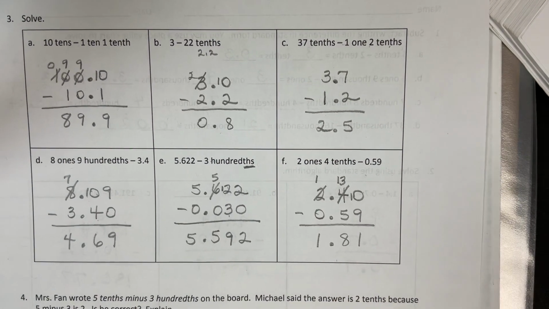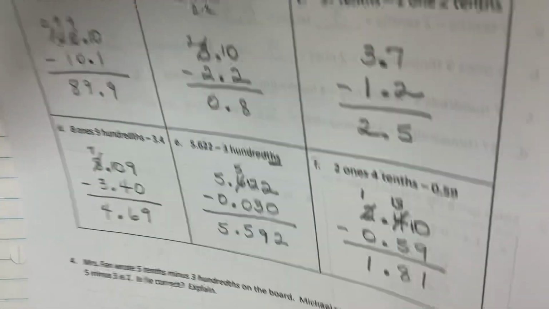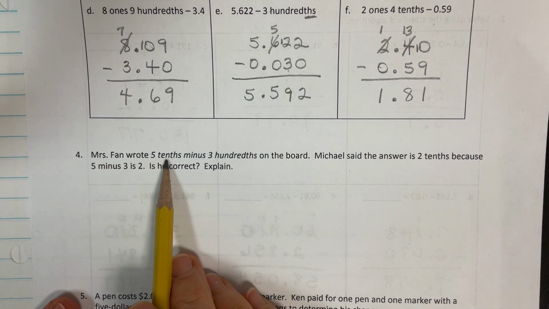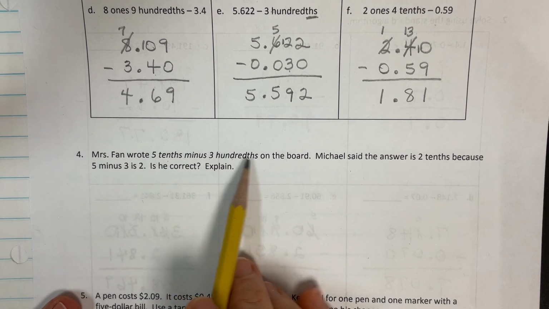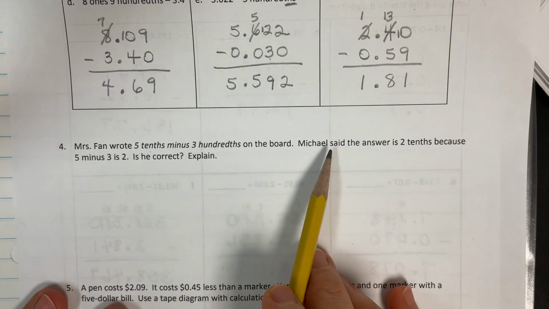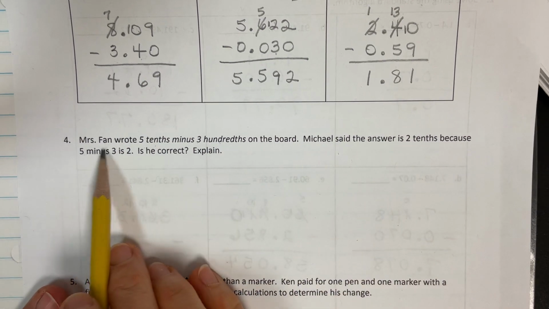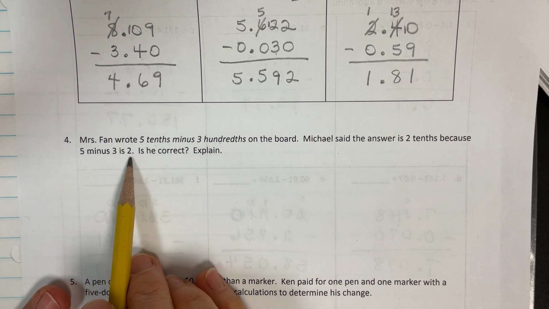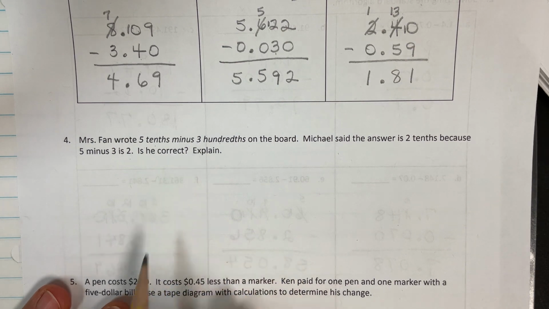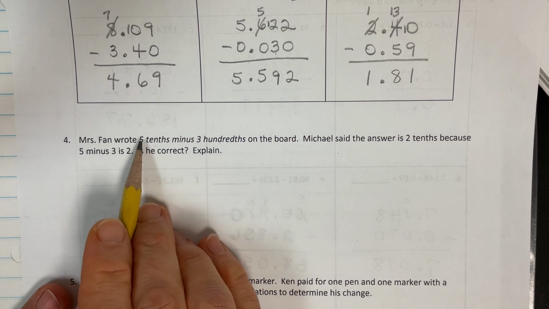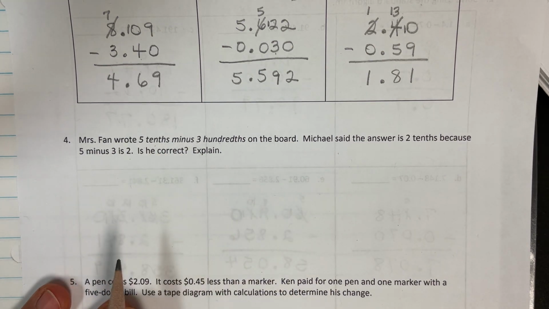Okay, so now we're just down to 2 word problems. So let's take a look. Mrs. Fan wrote 5 tenths minus 3 hundredths on the board. Michael said the answer is 2 tenths because 5 minus 3 is 2. Is he correct? Explain. Well, think about that for a second. He just looked and said, 5 minus 3. What's the problem with that?